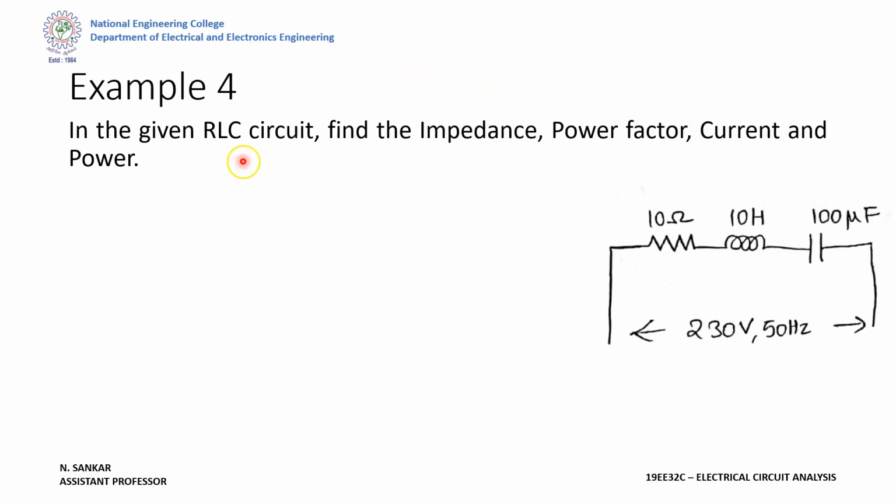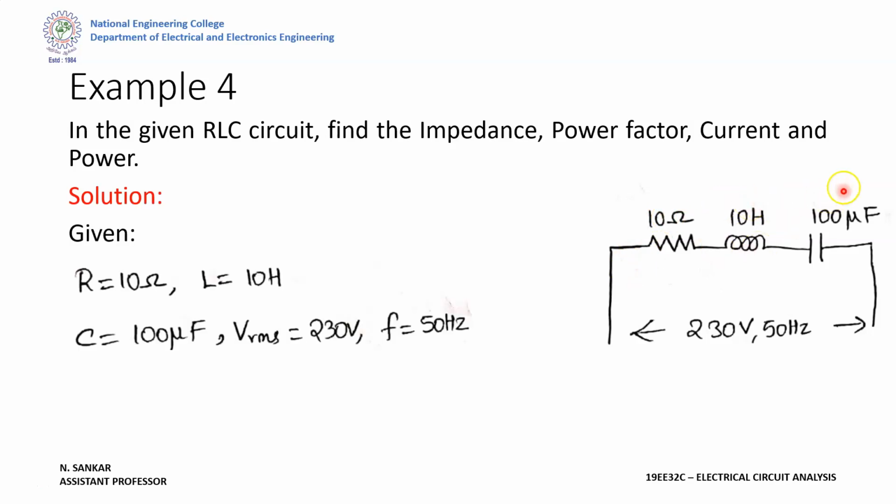Next one, given an RLC circuit, find the impedance, power factor, current, and then power. Okay, so this is your RLC circuit. We have connected a resistor, inductor, and capacitor, all the three in series, so the ending point of one is equal to the starting point of the next, and they are sharing the same current. Okay, R is equal to 10 ohm, L is equal to 10 Henry, and capacitor value C is equal to 100 microfarad, and RMS voltage is 230 volt, and frequency is 50 Hz. So this is the given data.